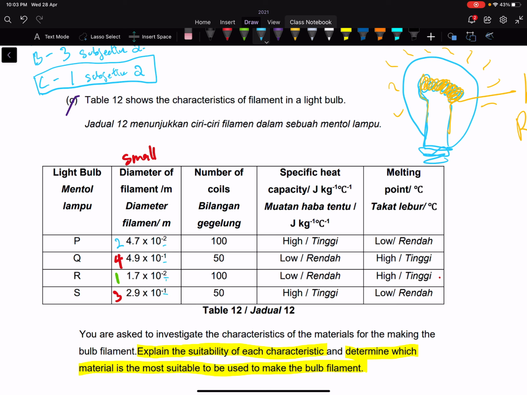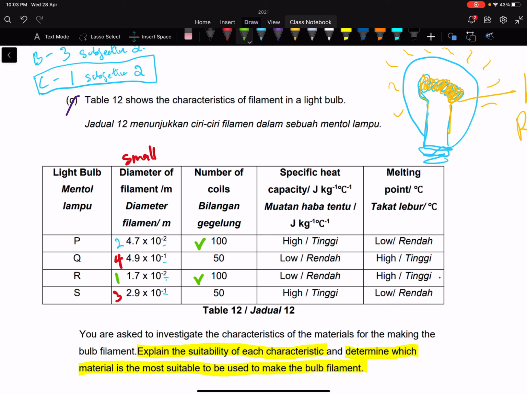Alright, so next factor is number of coils. So the longer the wire, the higher the resistance. So if you have more coils, therefore you will have higher resistance, right? So which one will you choose? The one with 50 or 100? Obviously, we'll choose the one with 100. So we'll take whichever has 100 here.